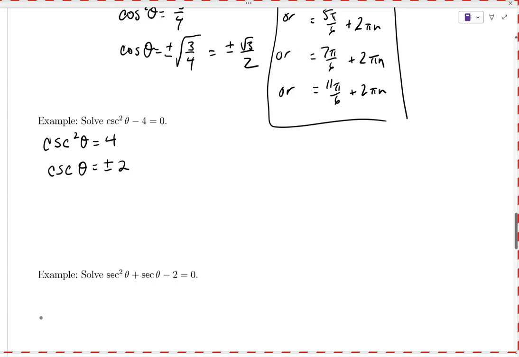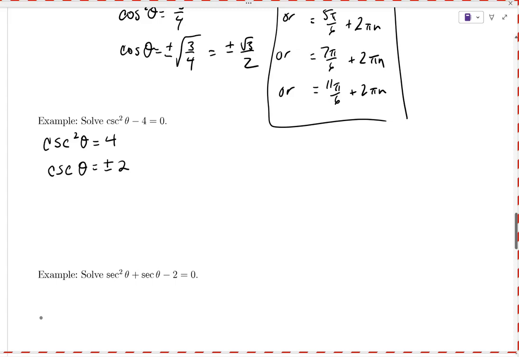All right. Everybody get to this point, at the very least? Just like we started off the previous one, isolate your cosecant squared to start with, and then take the square root of both sides. Remembering that if you take the square root of both sides of an equation, we need to use plus or minus on the other side.